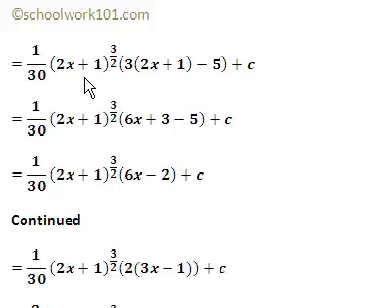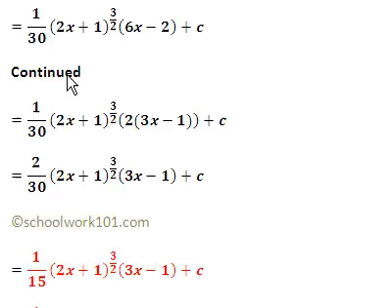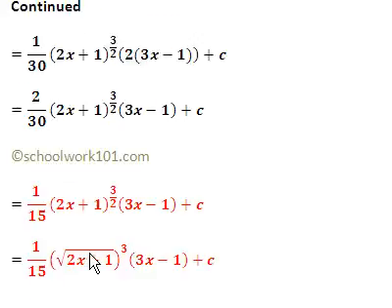Now I'm going to go back and substitute where my u is. Remember, it was equal to the 2x plus 1, so I go ahead and plug that in. Do a little simplifying over here, distributing the 3 across, simplifying this down. Okay, I've got continued written here. This problem just keeps going on. I think I factored a 2 out, pulled it completely out, and we end up with 1/15 over 2x plus 1 raised to the 3/2.